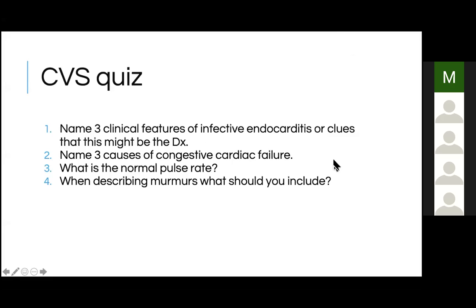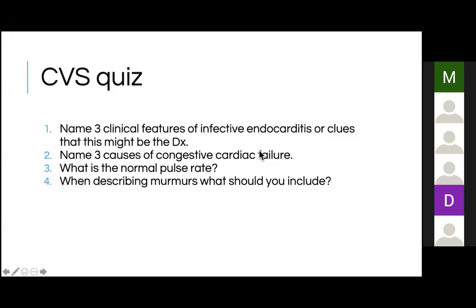So this is just a quick CVS quiz and we're almost done. So can anyone name 3 clinical features of infective endocarditis? Osler's nodes, granulation, pallor, Roth spots. Good. Yeah, so good: splinter hemorrhages, Janeway lesions, pulmonary erythema, all good.